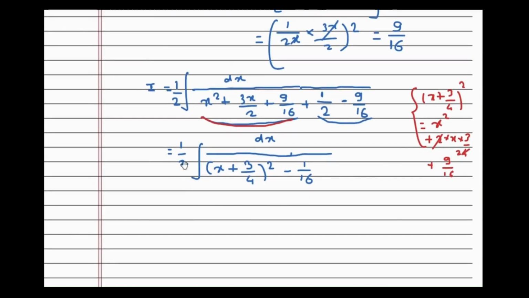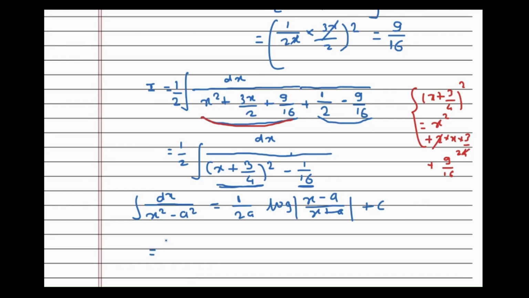Now this is exactly the formula of integration dx upon x square minus a square. This is a standard formula. So we have reduced our integral to this standard form. The formula is 1 upon 2a log of mod x minus a upon x plus a plus c. Now note the difference. Instead of x, we have this whole term. This whole term is our x, and the other is a square. This is the square of 1 by 4. 1 by 16 is 1 by 4 square.